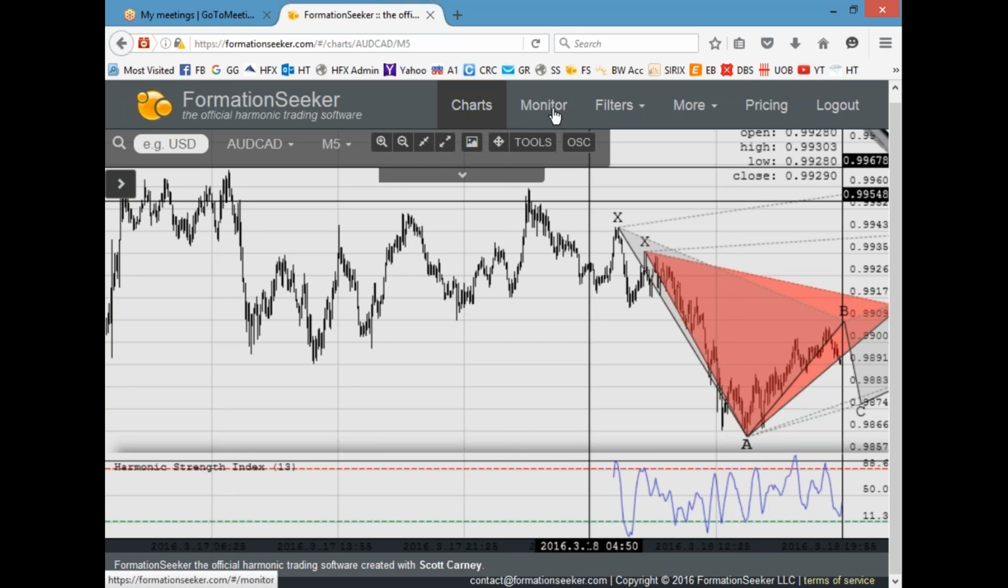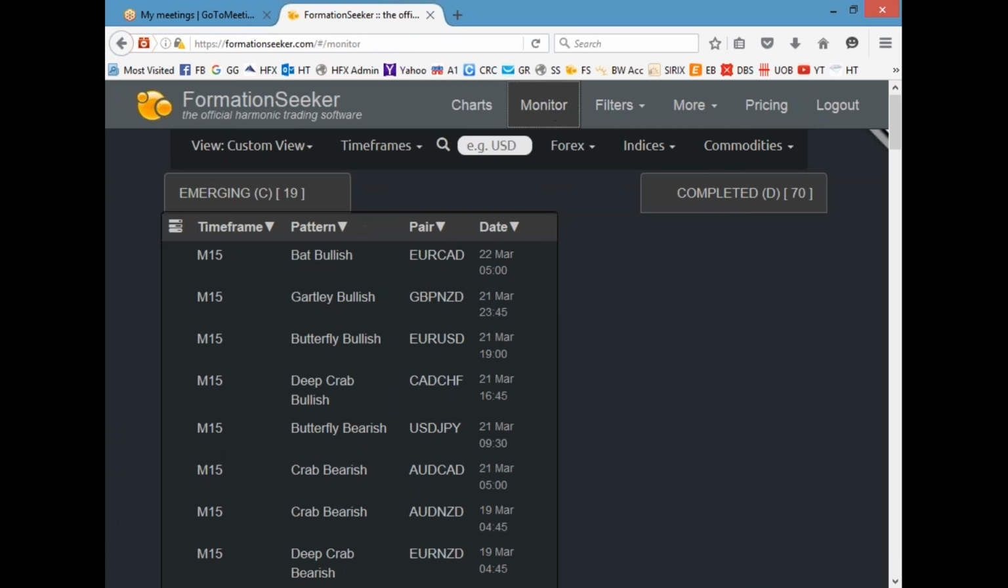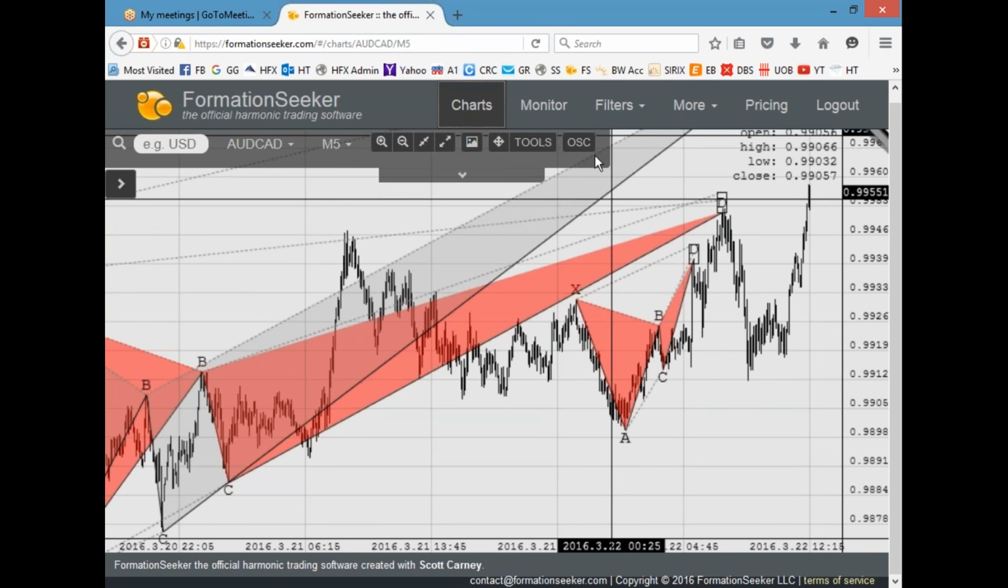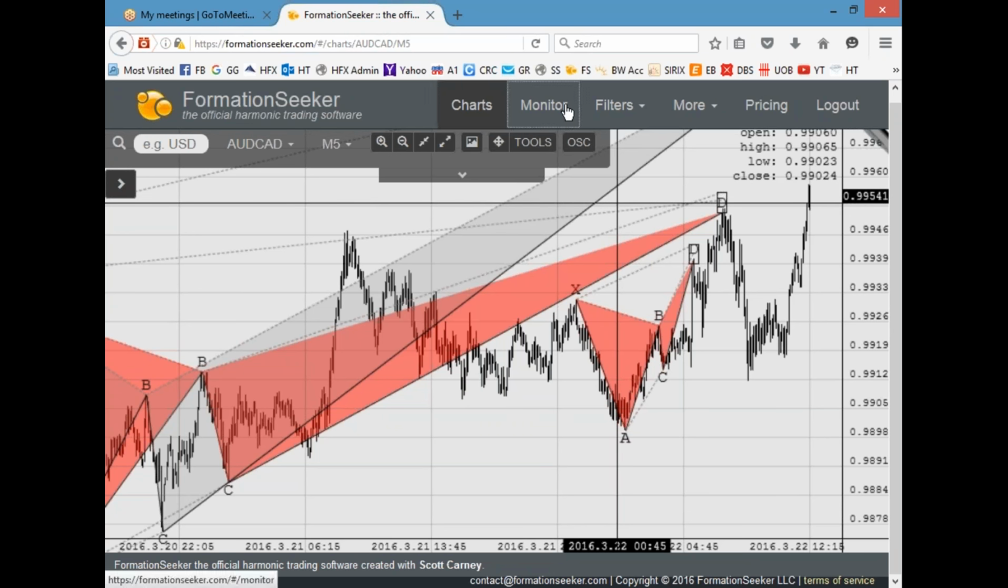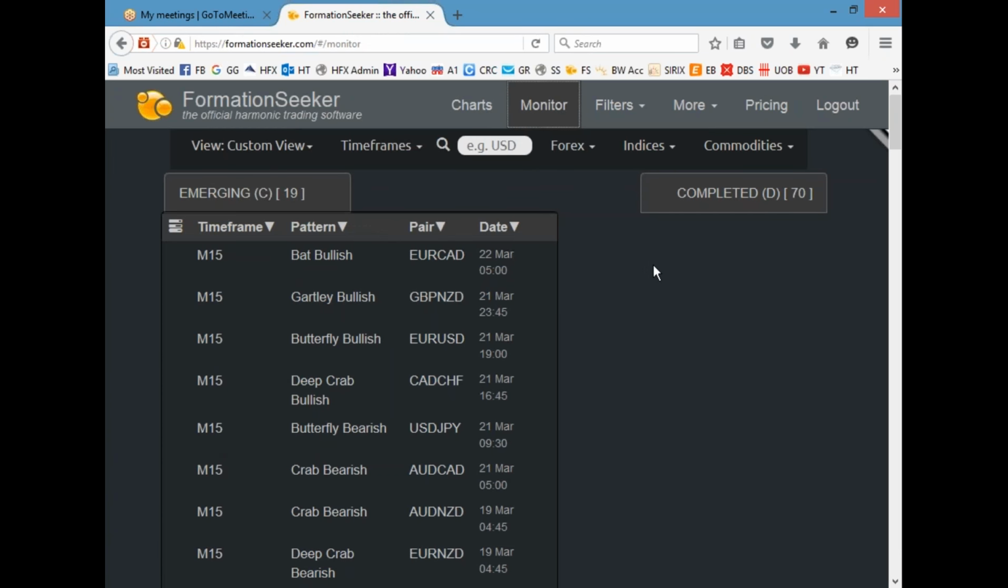Okay. So everyone, I'm going to tell you about HSI and how to use it in your trading moving ahead. So the indicators on Formation Seeker are RSI and HSI. You need to use both of them, but what we're beginning to see is that HSI is a very, very good indicator as to how the market is going to move.